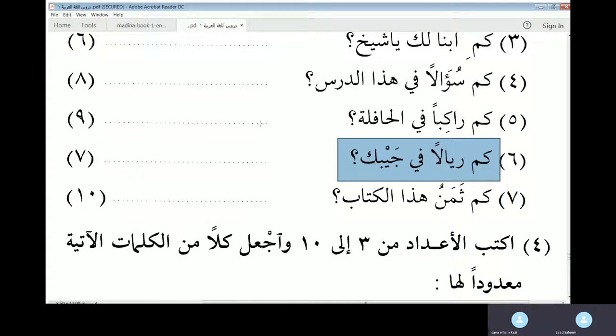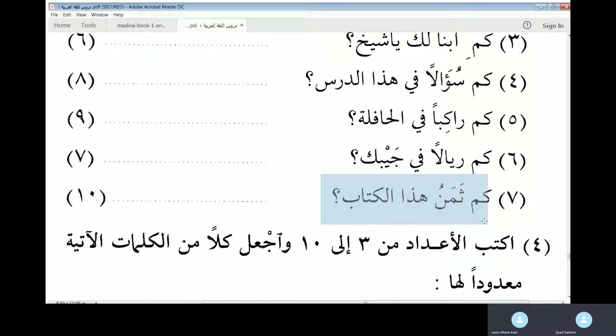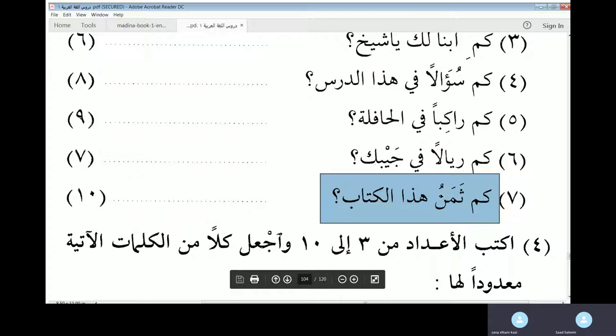Kam thaman hadha al-kitab? What is the price of this book? Hadha al-kitabi, because of thaman, this word is majrur. Okay, I'll write this down. And what is the price of this book? Someone is also memory, that's why we are not using fatha.